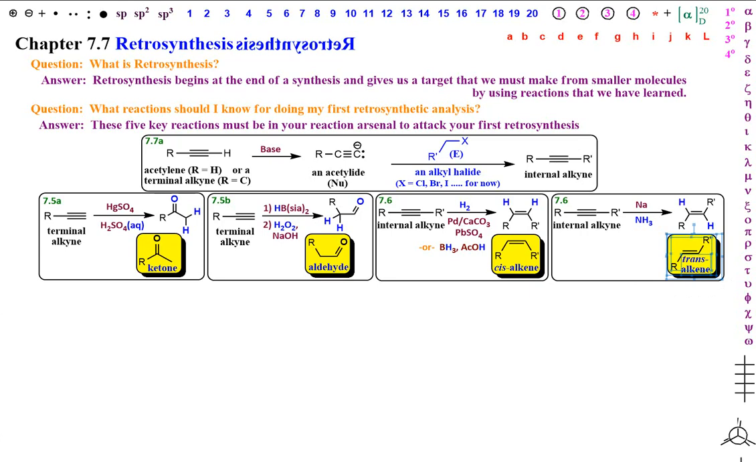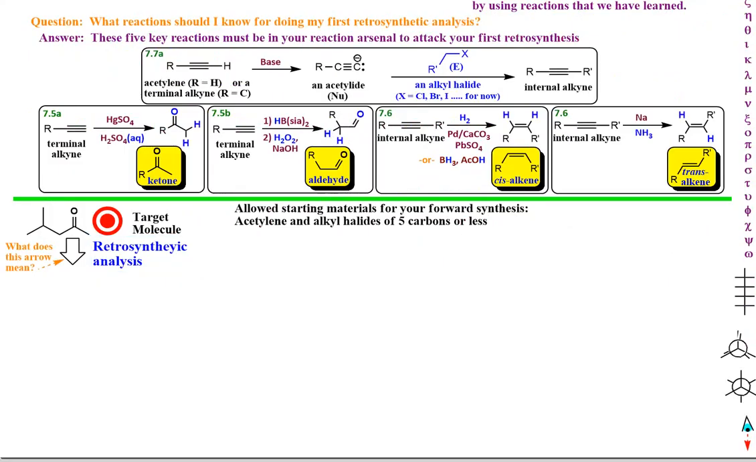We'll start with one of these 2 targets, either a ketone or an aldehyde, and go from there. On your test, you will be given a target molecule, in this case clearly a ketone, and it starts off like this, and it states that you are allowed to start with these materials for your forward synthesis. That's acetylene, also known as ethyne, and alkyl halides of 5 carbons or less.